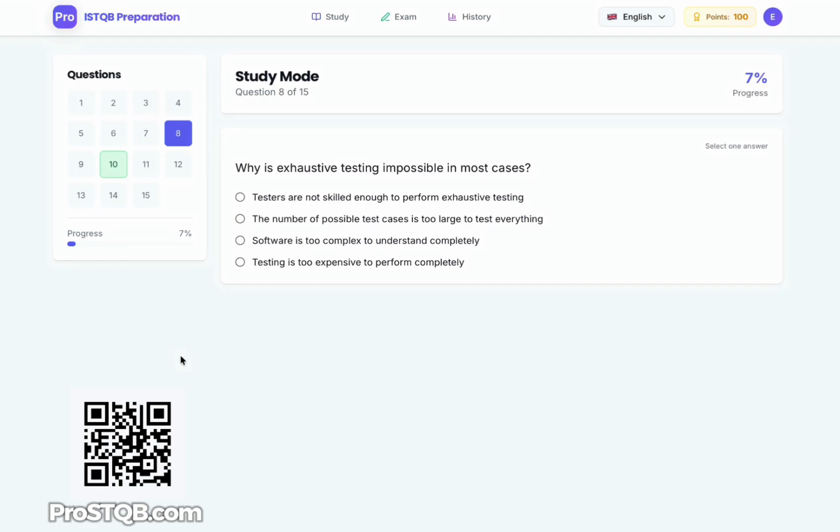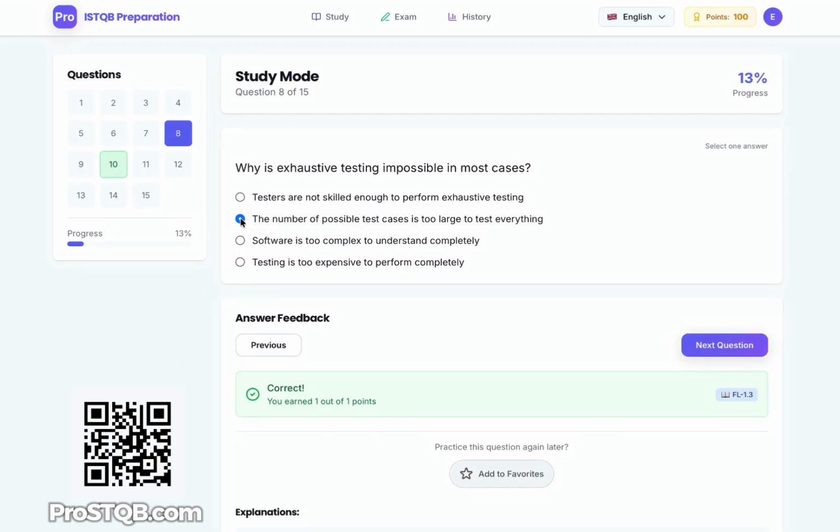This principle explains why we don't try to test everything. Instead, we choose representative test cases using techniques like equivalence partitioning, boundary value analysis, prioritization, and risk-based testing. The goal is not to test everything, so the correct answer is B. And when ISTQB says exhaustive testing is impossible, think about too many possibilities, not too little time or money.